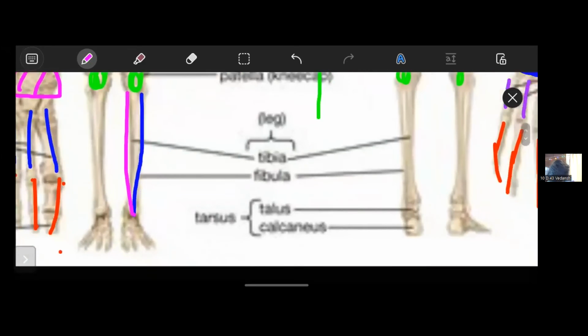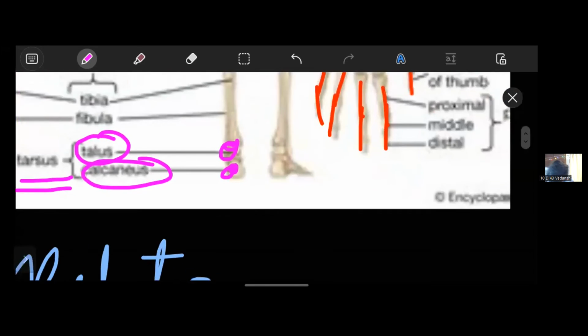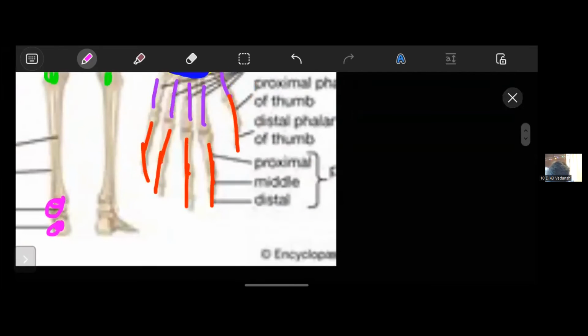Okay? Then we have tarsus. This means the upper part. You don't have to learn this. But tarsus, we have talus on the upper side and calcaneus on the lower side. Okay? That means your toe, this part. If I try to draw, which I know I'm terrible at. Your back of the toe also looks something like this, right? Then you have your toe actually in front.